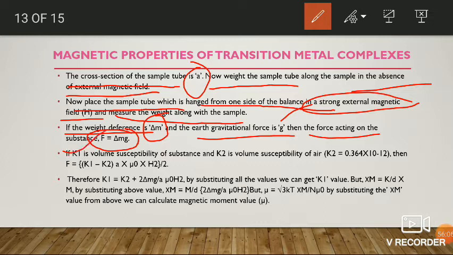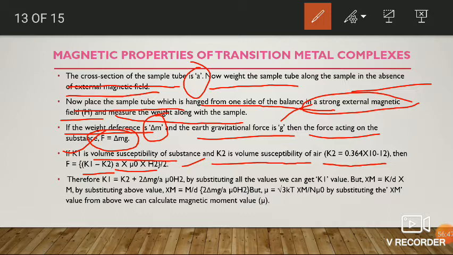If K1 is the volume susceptibility of the substance and K2 is the volume susceptibility of air, the air volume susceptibility K2 value is generally 0.364 into 10 to the power of minus 12. Then the force acting on the substance in the presence of the external magnetic field during the measuring of the weight is F equal to (K1 minus K2) into A into mu 0 H square divided by 2, that is F equal to (K1 minus K2) A mu 0 H square by 2.